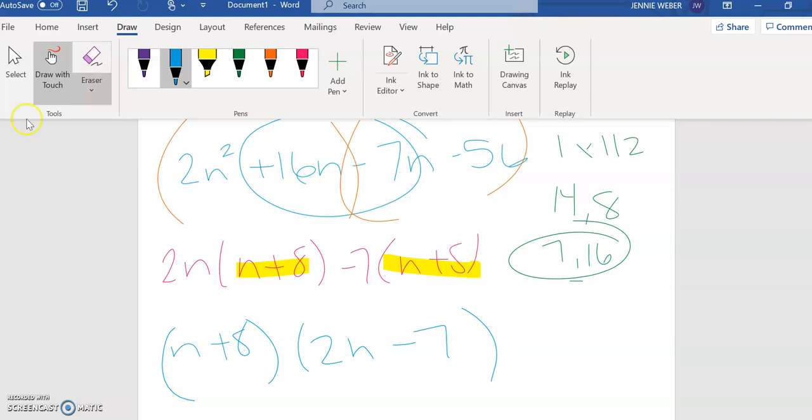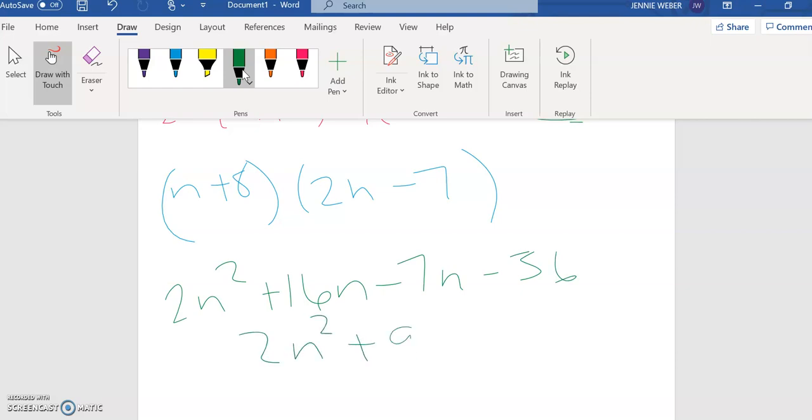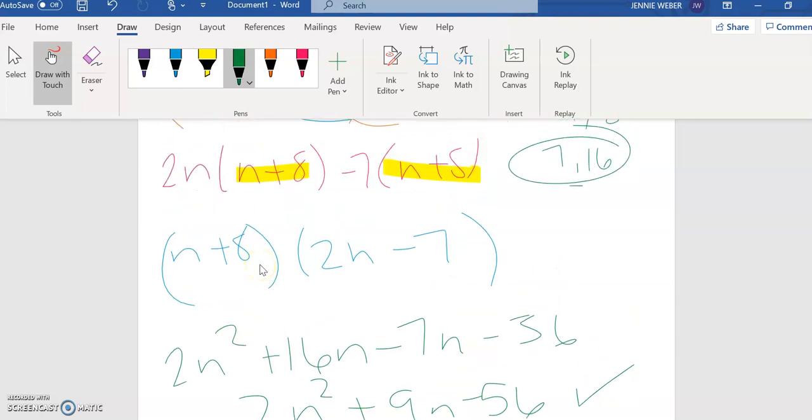And I could, of course, check this by foiling. I could go, okay, 2n squared plus 16n minus 7n minus 56, 2n squared plus 9n minus 56. And I'm like, yay, it checks. Great way to practice, and you know you're correct.